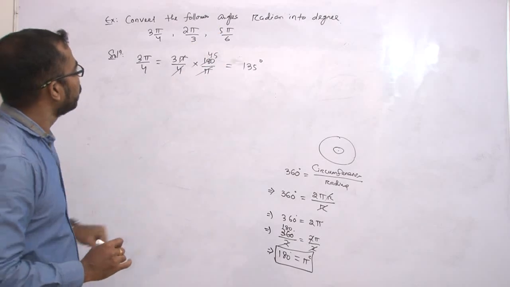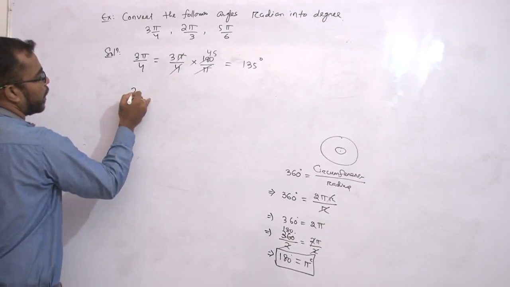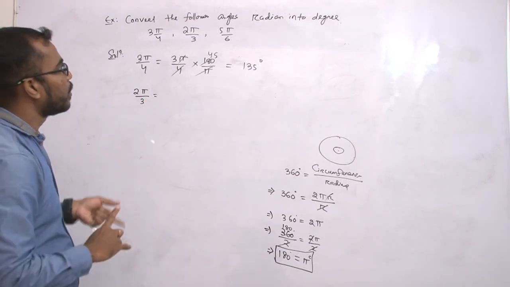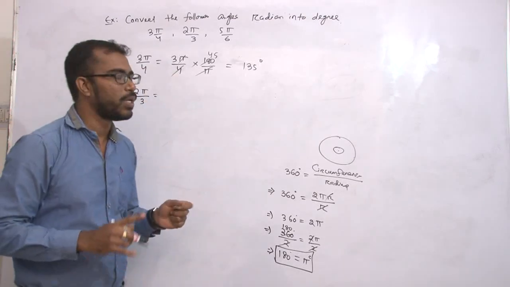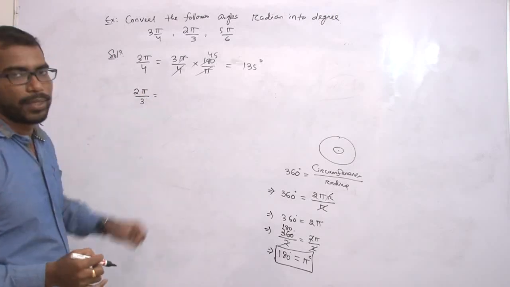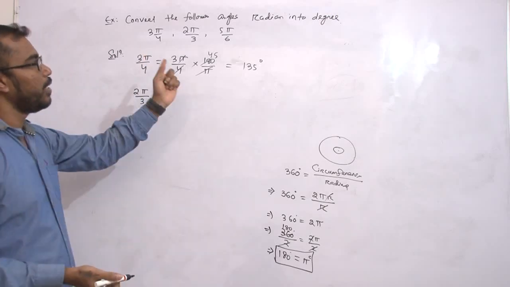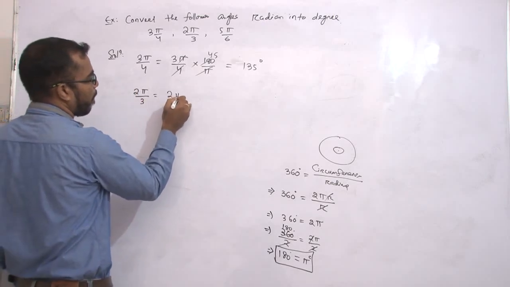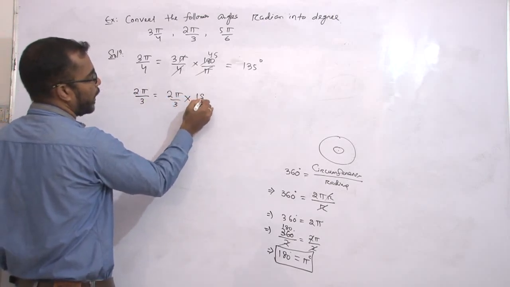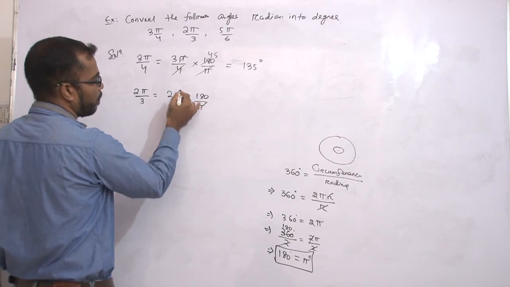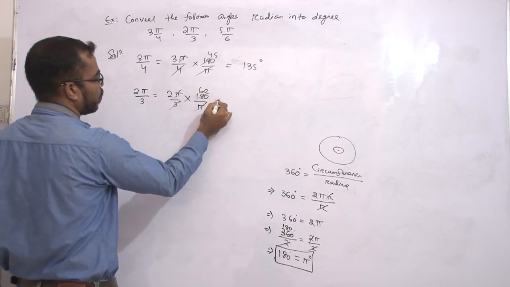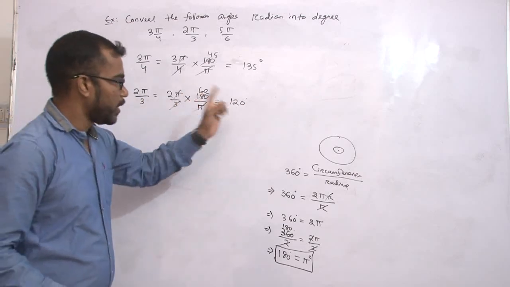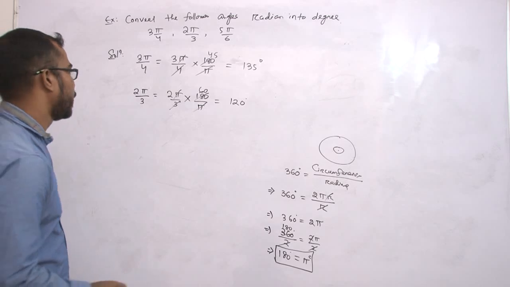Okay. Now take the second example, 2 pi by 3. Similarly, if we convert radian to degree, we have to multiply by 180 by pi. If degree to radian, it is pi by 180. So here 2 pi by 3 into 180 by pi. If we cancel pi and the 60, we get 120 degree. So 2 pi by 3 radians is equal to 120 degree.